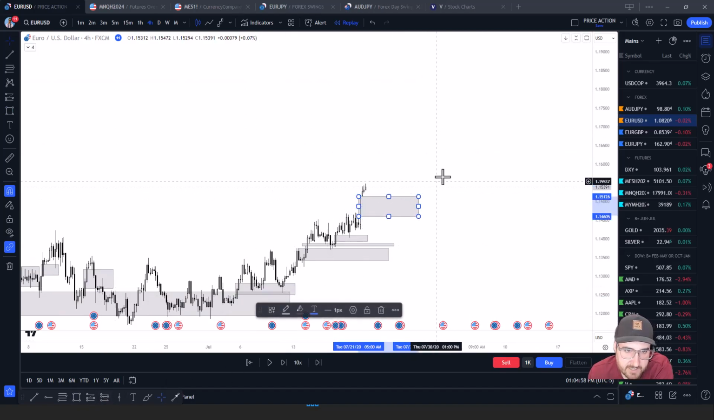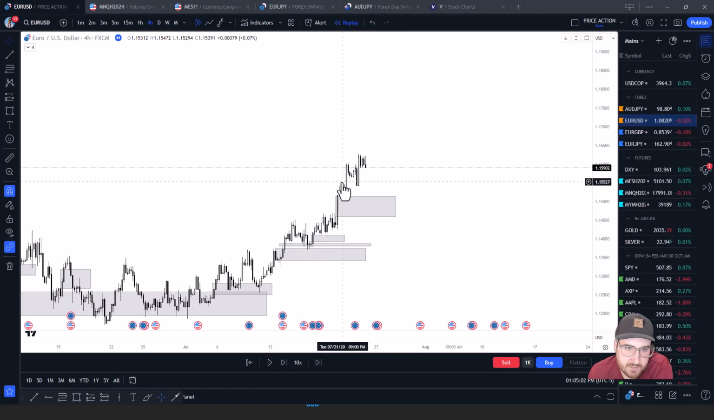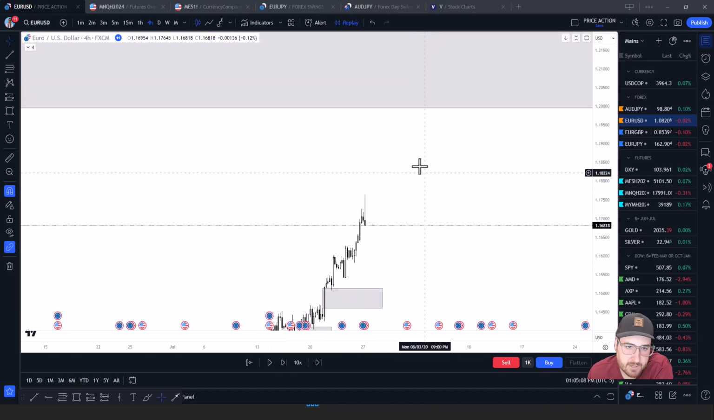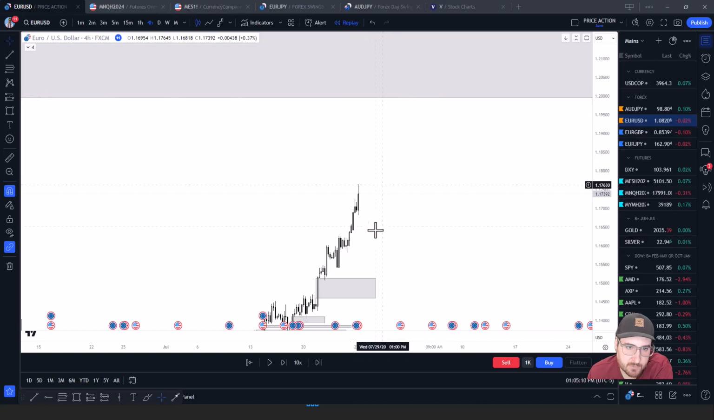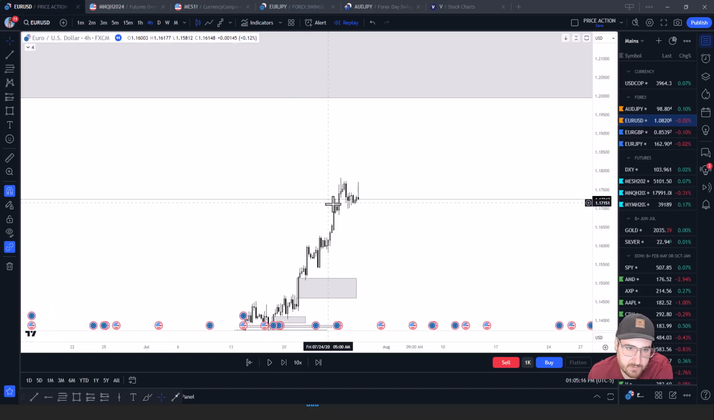So fair value gap here, tapped it a little bit, had another one there, went back in, or you could say it touched this order block. Price is on a mission, almost there. We got that fair value gap touched a little bit. Okay, we're in this order block now.